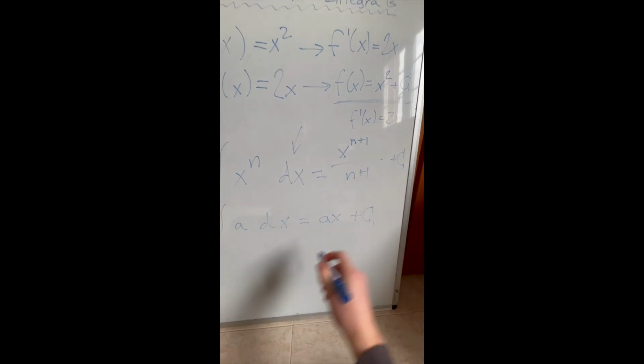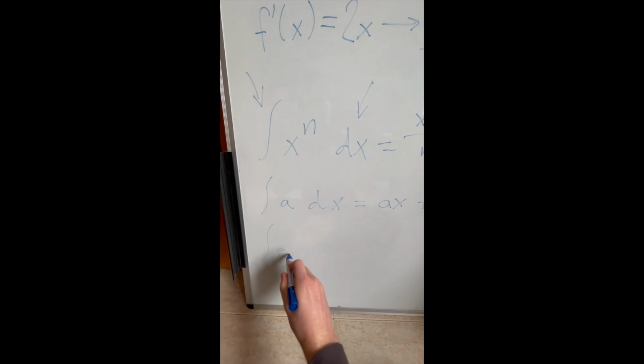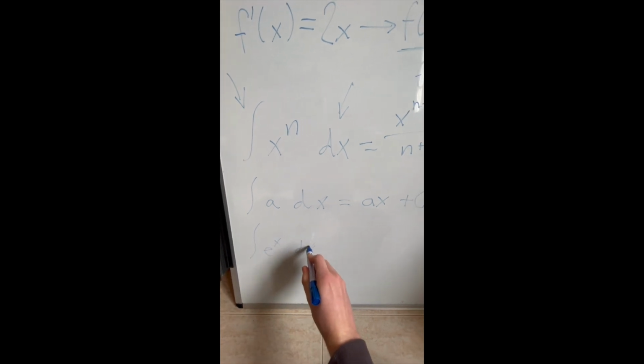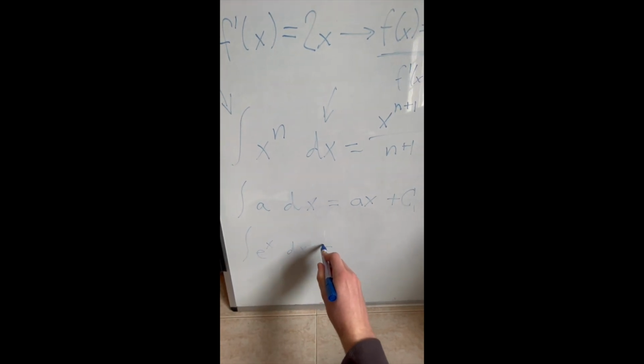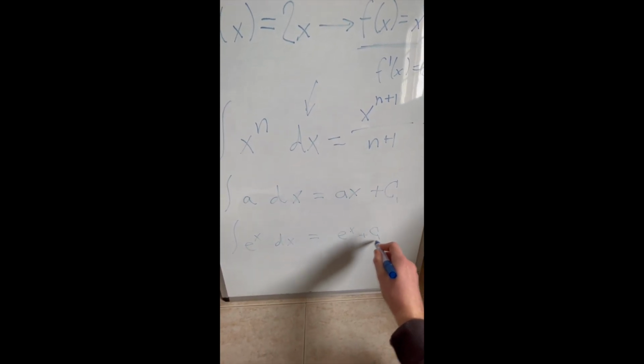Always add your c, always, always, always. And then we have another one, the integral of e to the power of x dx, which as we saw in our derivatives is just e to the power of x plus c again.